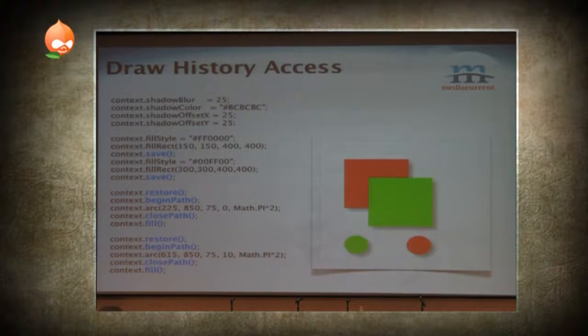This is repeated with the circle with another restore call. And you'll notice the first circle is green, like the second rectangle, and the second circle is red, like the first rectangle. Okay.